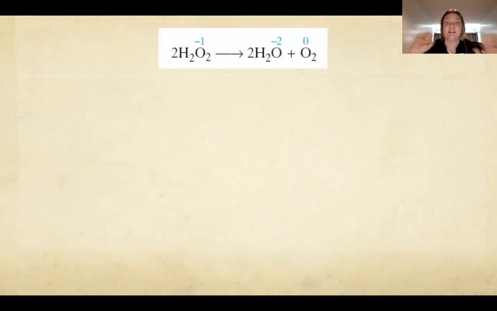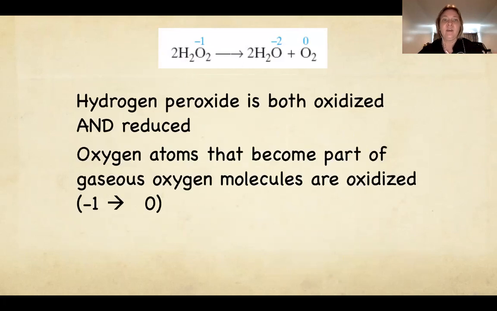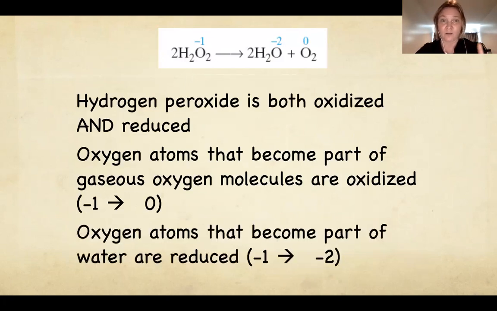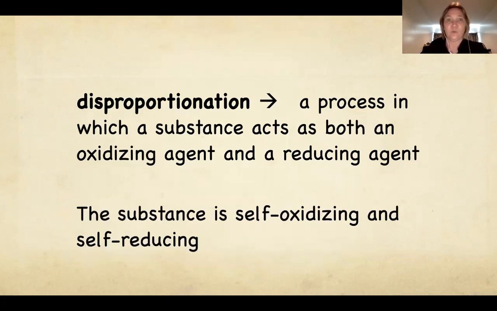This is when hydrogen peroxide decomposes to form water and oxygen gas. You can see that hydrogen peroxide in this example is both oxidized and reduced. The oxygen atoms that become part of gaseous oxygen molecules are oxidized from -1 to 0, and the oxygen atoms that become part of water are reduced from -1 to -2. So one substance is both oxidized and reduced. It is possible. So disproportionation is a process where a substance oxidizes itself and reduces itself. So it's self-oxidizing and self-reducing.